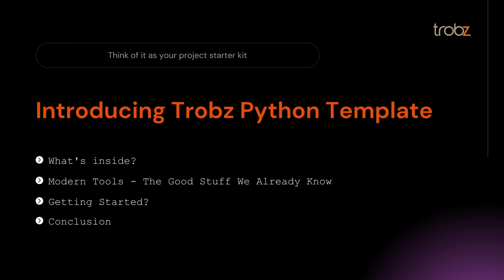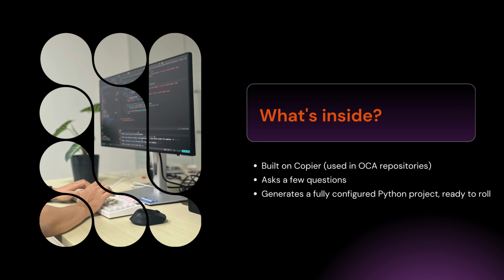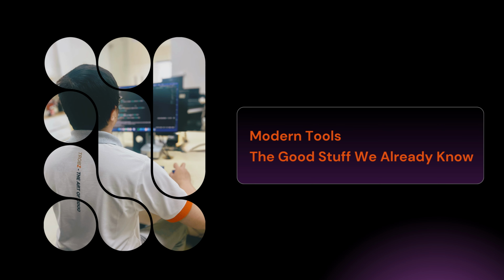Plus, it uses all the modern tools we're already familiar with from our OCA and Odoo work. Our template is built on Copier. You might come across it when working with OCA repos. It's a smart scaffolding tool, which will ask you a few questions and voila! You've got a fully configured Python project ready to roll. Modern tools, the good stuff we already know.